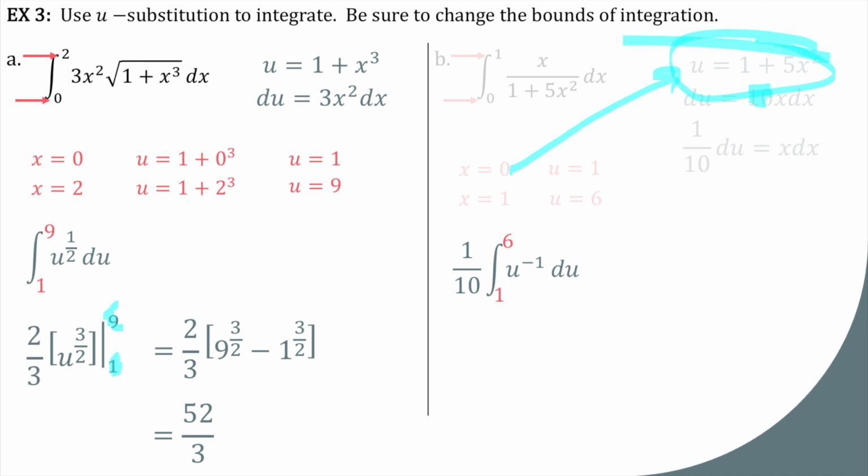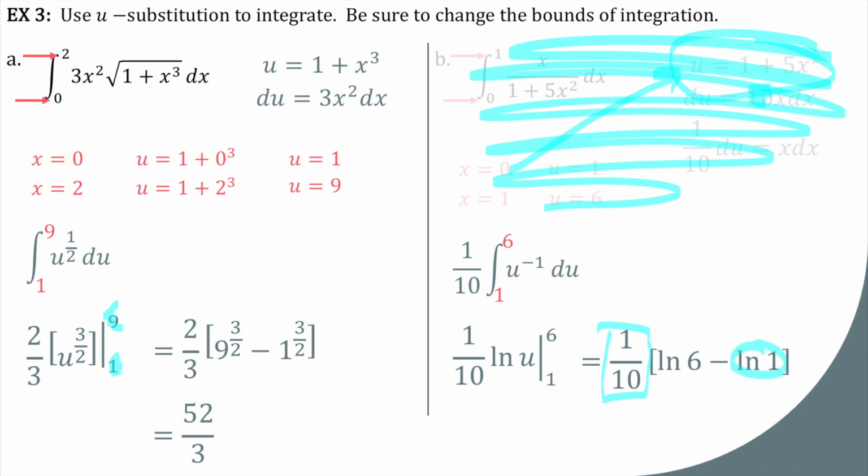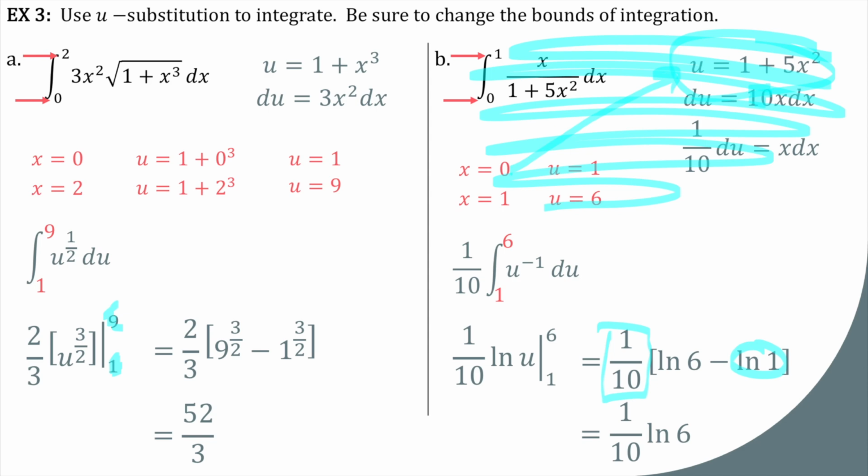And notice I've kind of grayed out the top. We don't go back there again. Just solve the new problem. U to the -1, that's the same as 1 over u. So the antiderivative of that is the natural log of u. F of 6 minus f of 1 times 1/10, and you're done. If you want to clean that up a little bit more, the ln of 1 is 0, so that's a little bit prettier.